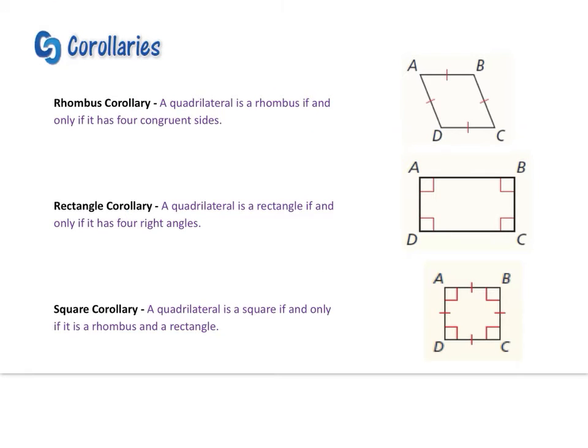All right, so we have three corollaries that we'll be using in this section. A corollary, just a reminder, is a statement that is true without proving it to be true. So we have the rhombus corollary: a quadrilateral is a rhombus if and only if it has four congruent sides. Then we have our rectangle corollary: a quadrilateral is a rectangle if and only if it has four right angles. And the square corollary: a quadrilateral is a square if and only if it is a rhombus and a rectangle.